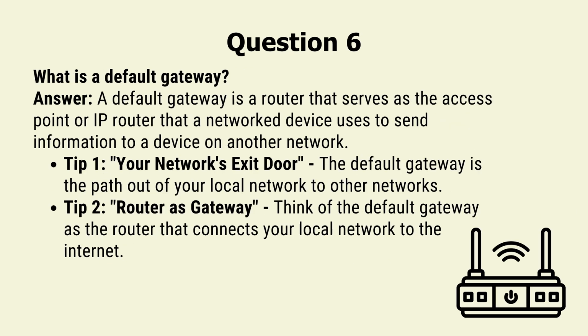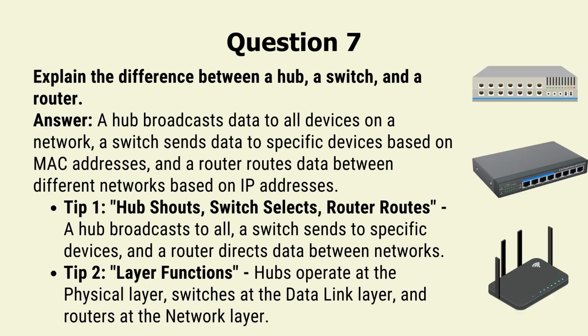What is a default gateway? A default gateway is a router that serves as the access point or IP router that a network device uses to send information to a device on another network. Think of it as your network's exit door, or the router as gateway, connecting your local network to the internet.